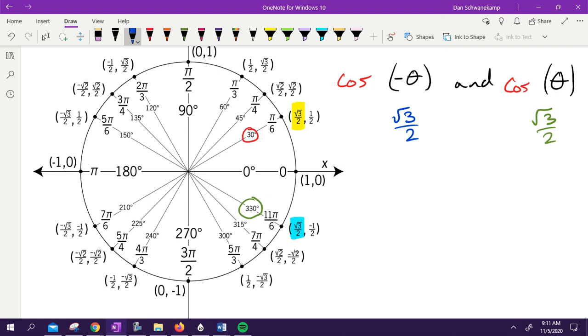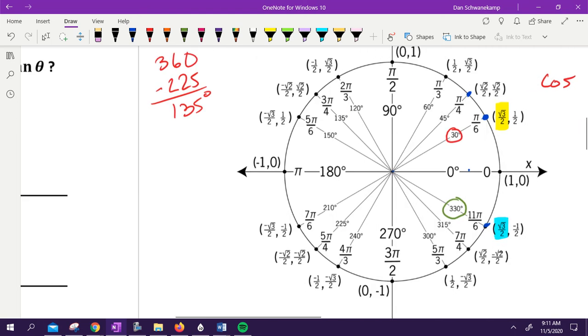Why is it like that for cosine? The x doesn't change. If I go from this angle to that angle, it doesn't affect how much I went left and right. I'm still going right that much. If I reflect over the x-axis, the x values are the same. All of these are positive, all of these are negative. So when I flip them over, it's just going to be the same.